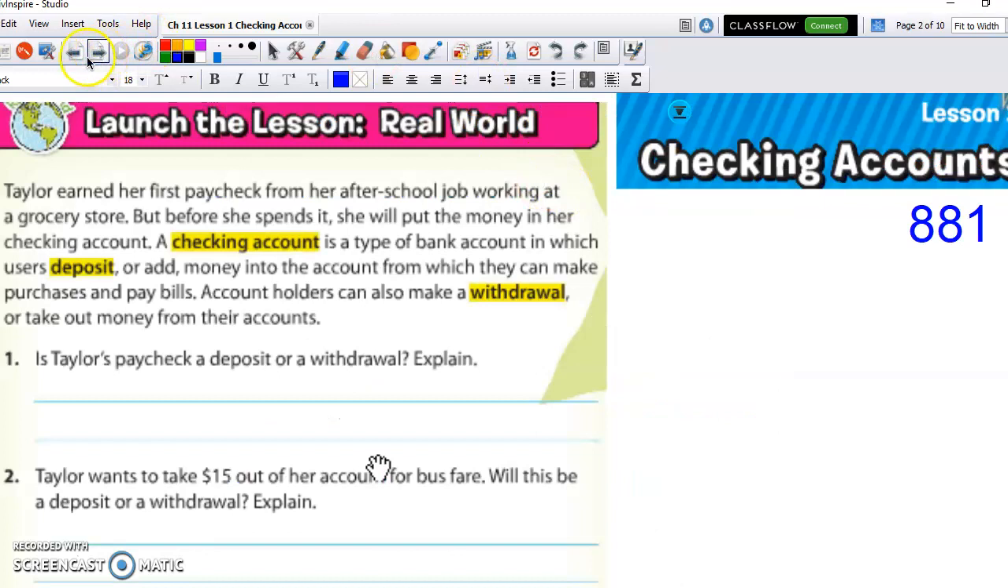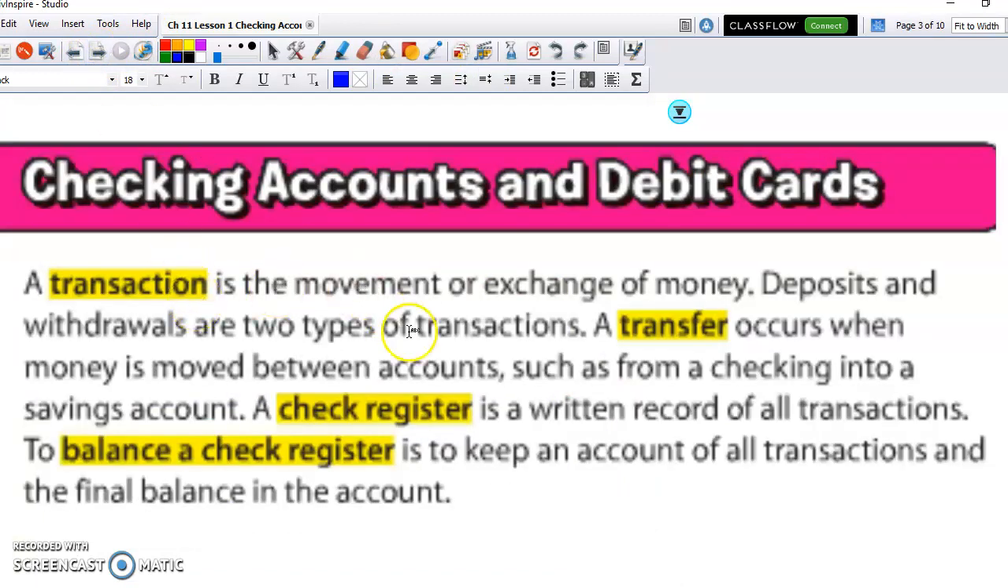Okay, now let's talk about a transaction. A transaction is any movement or exchange of money. If I go to get gas for my car and I pay for it using my debit card, that money is coming out of my checking account. That is a transaction. Then I go to Walmart and buy some items. That is a transaction. When I go pay for something at the movies, that is a transaction. Every time you spend money, that is a transaction.